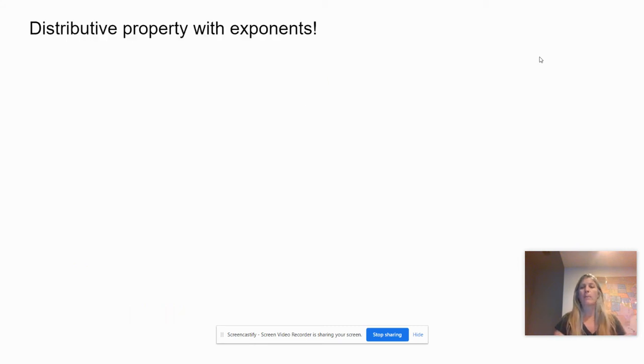So we're going to go ahead and bump up the level of difficulty. We've been working with exponents. We learned the laws of exponents. Now we're going to use those by having exponents on the outside of the parentheses and inside the set of parentheses. So here's an example.